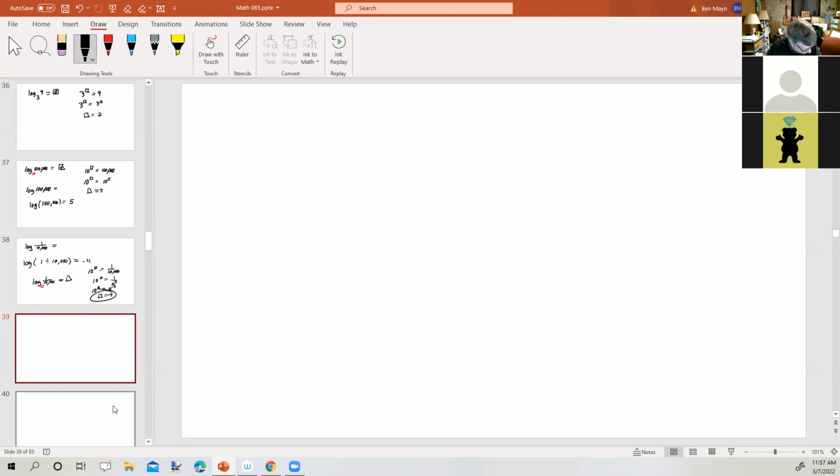Here it says, use a calculator to find each value. Give answers to 4 decimal places. So they want the log of 3.25. So basically that's log base 10. But on our calculator, the button just says log. So we push that, we get log, parentheses, 3.25.